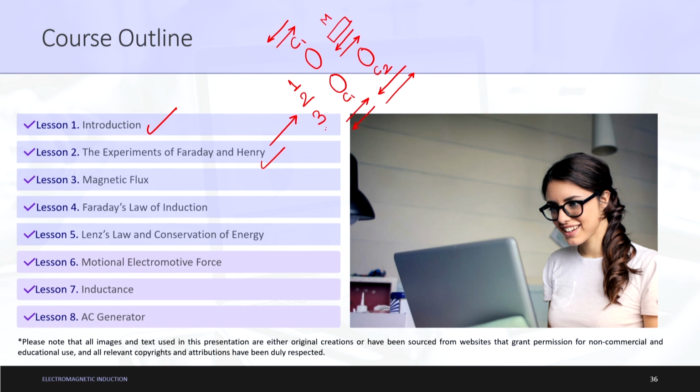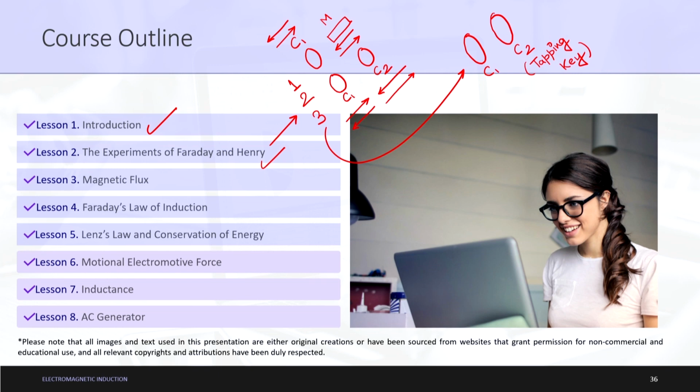The third experiment also involved 2 coils, but this time one coil involved a tapping key. And hence this was the difference between the second and third experiment.